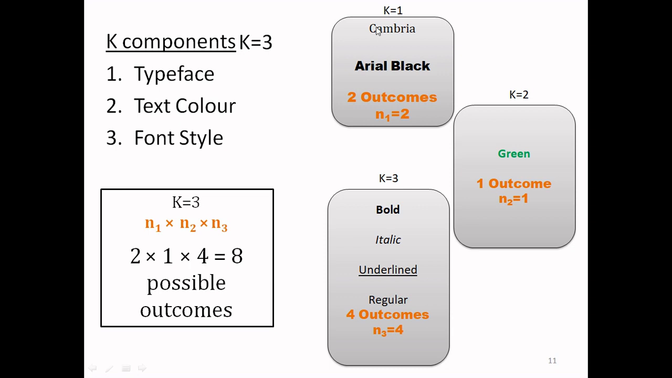For typeface we still have 2 options, so n1 is 2, and for k is equal to 2, that is text color, we have just 1 outcome, so n2 is equal to 1. And for the font style we have 4 different options, so n3 is equal to 4. Take the product of all of them and we will get 8. So 8 possible outcomes exist in this case. Earlier there were 24 different variations available, but this time we have 8, and the number got reduced because we have restricted the color to green.